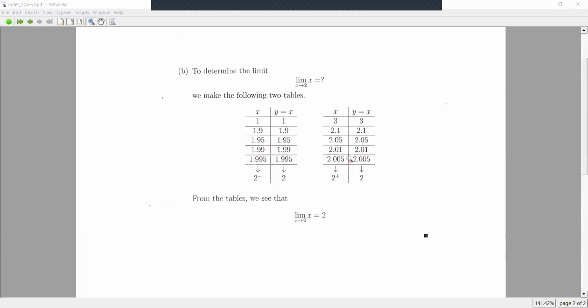So based on these two tables, I tend to conclude that when x approaches 2, no matter how x approaches 2, from the left or from the right, the function approaches the same number. The number is 2. So 2 is the limit.